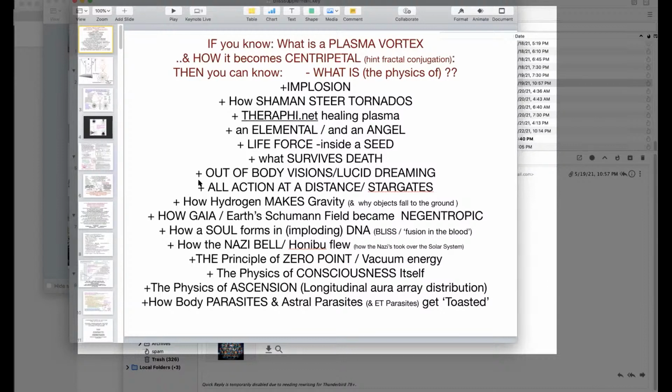And unfortunately, if you don't know how a plasma vortex is built and how it becomes centripetal and negentropic, you can't answer any of these questions. But once you know what a plasma vortex is and how it got implosion, you answered all the questions. You know how Gaia, Earth's Schumann field, became negentropic. You know how a soul forms in imploding DNA.